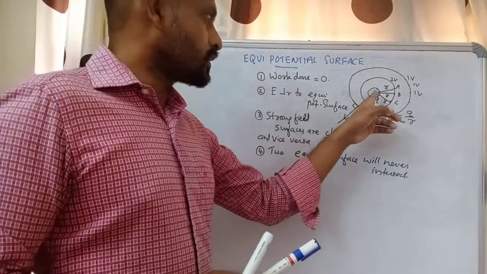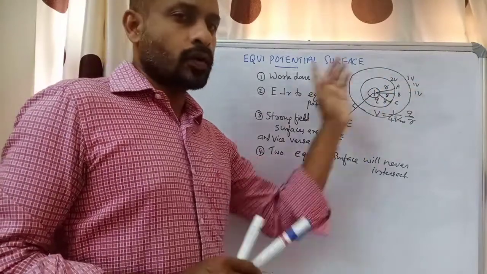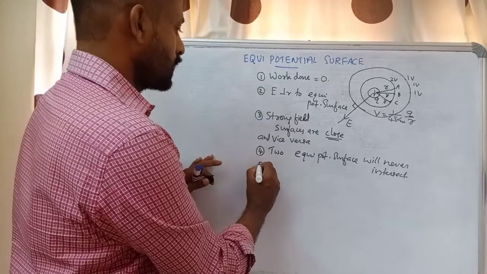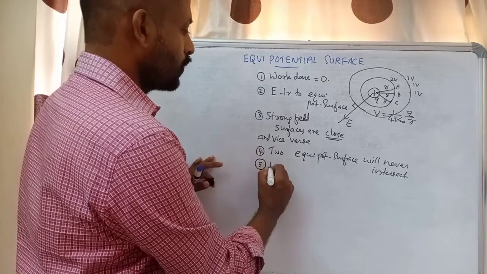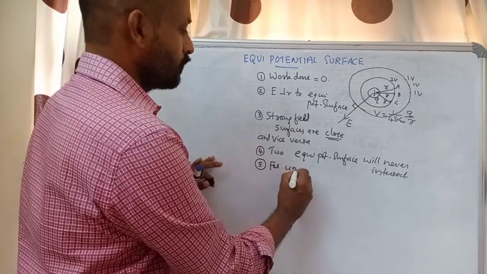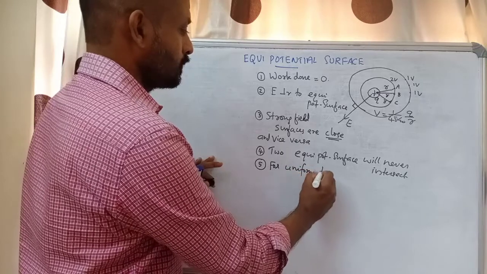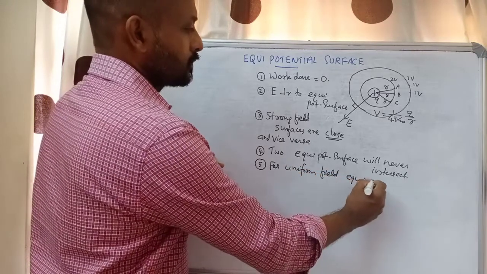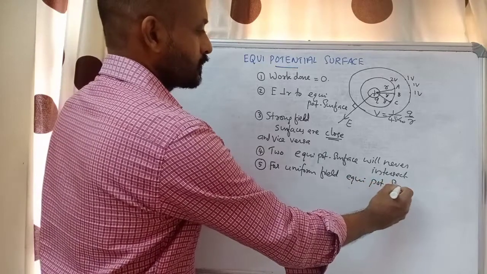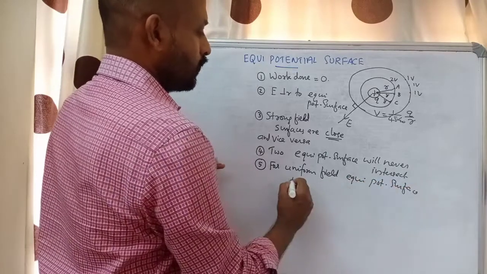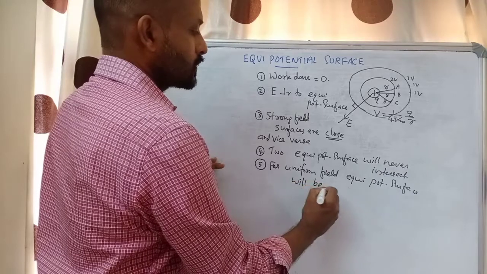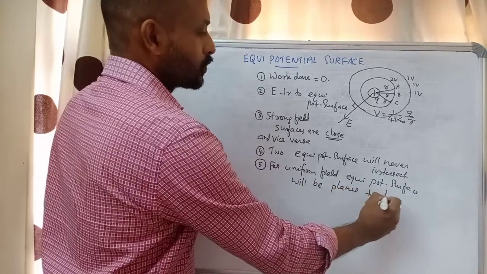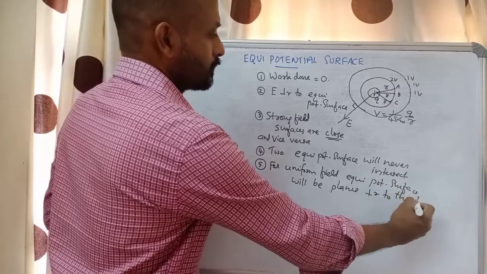Then you have seen that for a single positive charge, the equipotential surfaces will be concentric spheres. For a uniform field, we will see what the shape of the equipotential surface will be. For a uniform field, the equipotential surface will be planes perpendicular to the field. That's the shape.